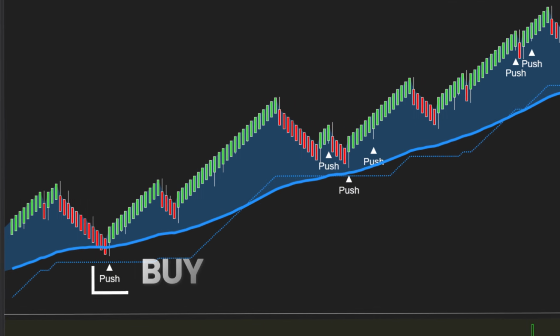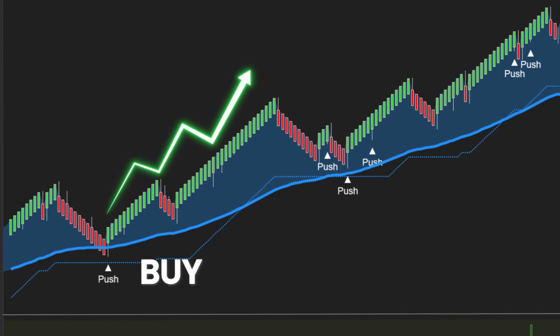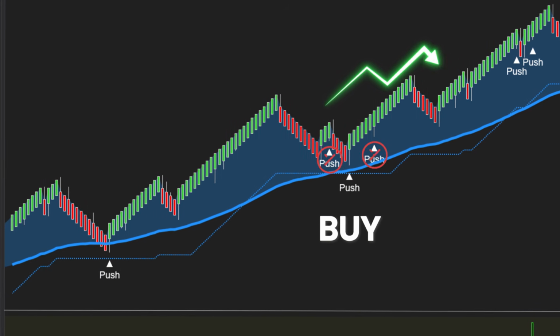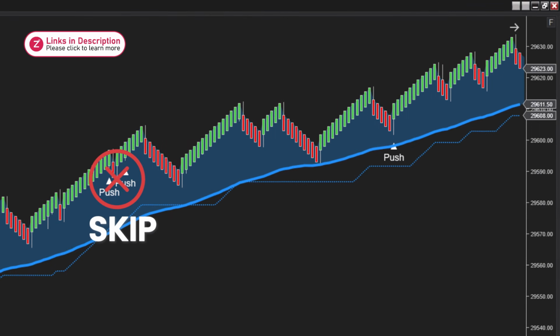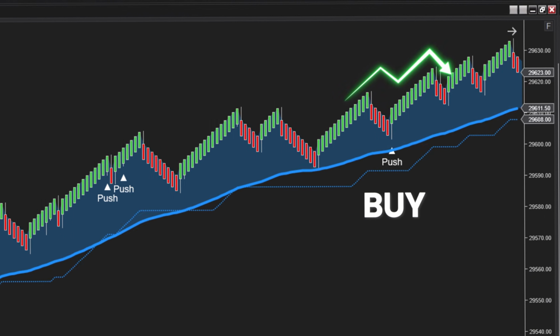This approach helps you catch moments where price is just starting to move up or down, creating more short-term trading opportunities within a larger trend. At the same time, it helps avoid entering trades too late after price has already moved too aggressively.